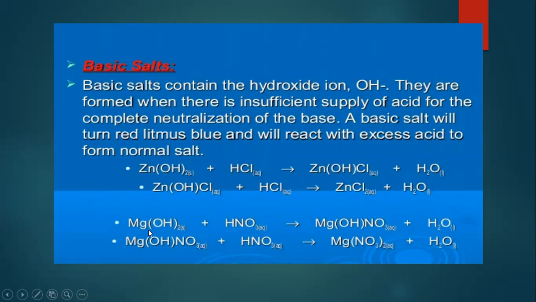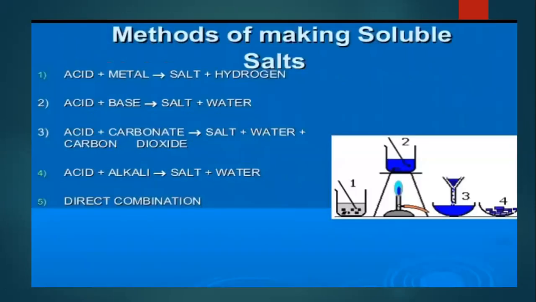In the same way, magnesium hydroxide reacts with nitric acid to give you a basic salt. This basic salt again reacts with excess of nitric acid to give you a normal salt. In this way, we can convert basic salts into normal salts.